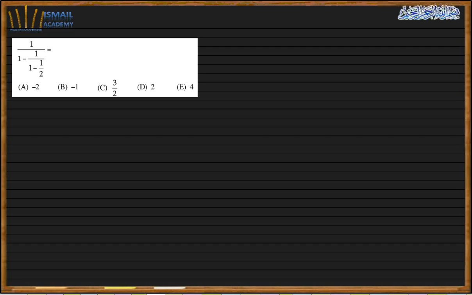Next question. So here we have continuous fractions. So we have 1 over 1 minus 1 over 1 minus half. So here I start from the lowest denominator. So here is going to give me 1 over 1 minus 1 over 2 minus 1 over half minus 1 over, because 1 minus half is half.